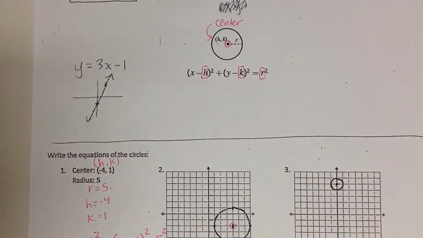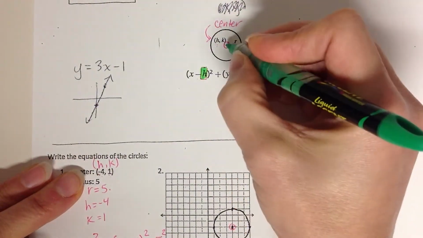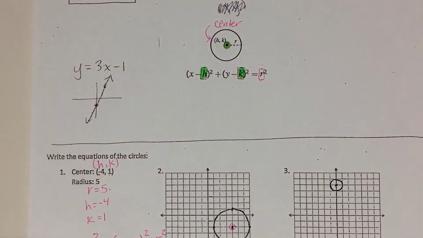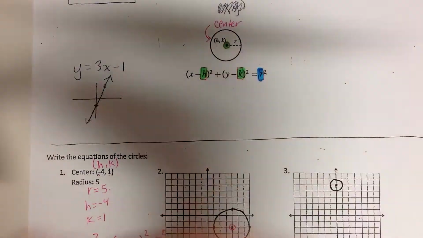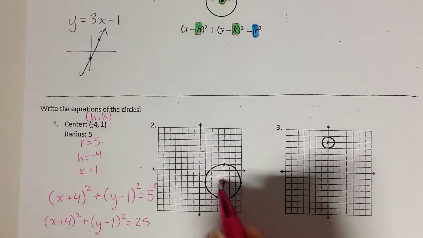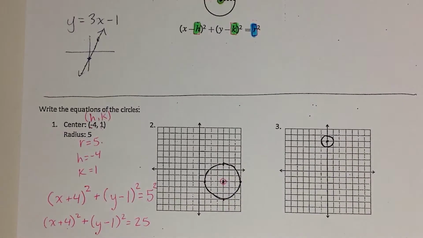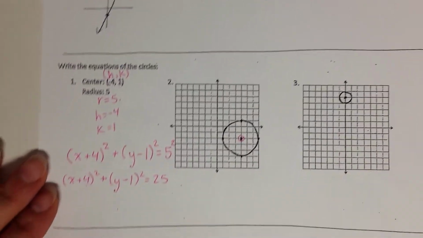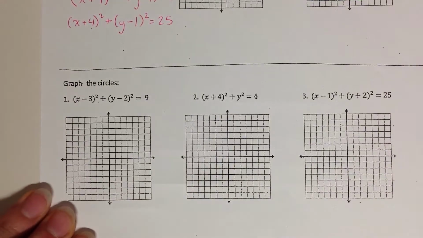Alright, I'm plugging in h and k, which were the center, and I'm plugging in r, the radius. So those are the things I'm going to need to find: the coordinate of the center and the length of the radius. I can just count that, right? Alright, so I'm going to let you guys practice those, try those down here.